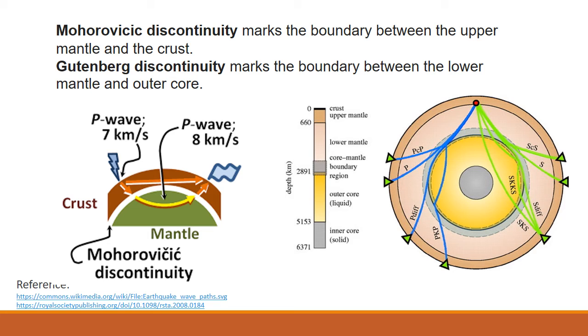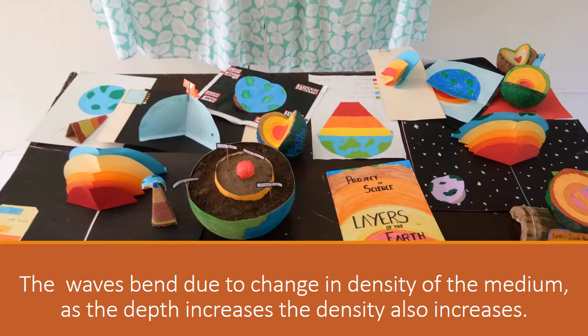And the other one is the Gothenburg discontinuity. Okay? So, ito naman yung between the lower mantle and the outer core. So, we will further study the different layers of the Earth in the next lesson. So, the waves bend due to change in density of the medium. As the depth increases, the density also increases.